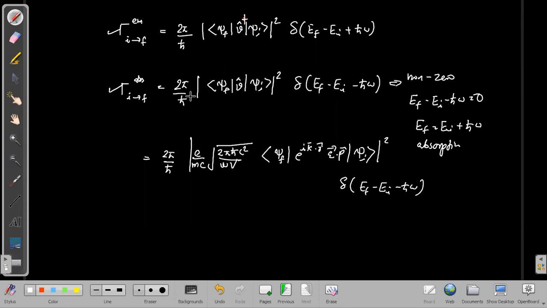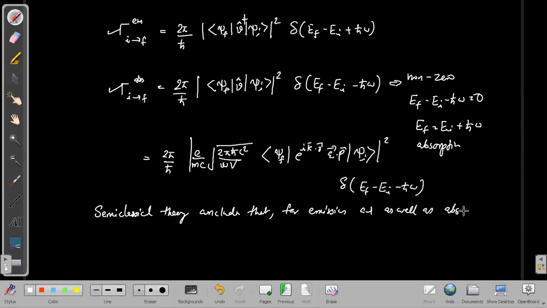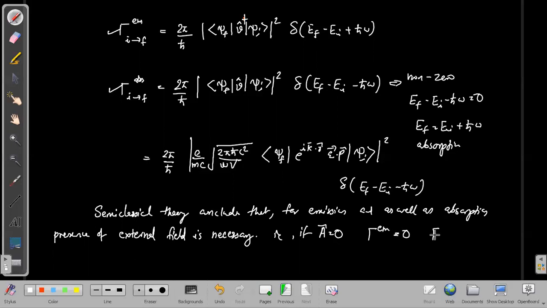of the atom field interaction. Now, one of the important points that we have to discuss here is that for absorption as well as emission, we need the field. Okay, so that is the main takeaway. So the semi-classical theory concludes that for emission as well as absorption, the presence of an external field is necessary. So if the vector potential is 0, then the transition rate for emission would be 0 and the transition rate for absorption would be 0. There will not be any transition at all.